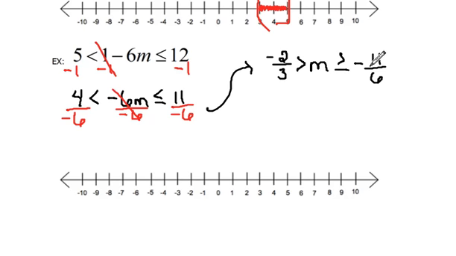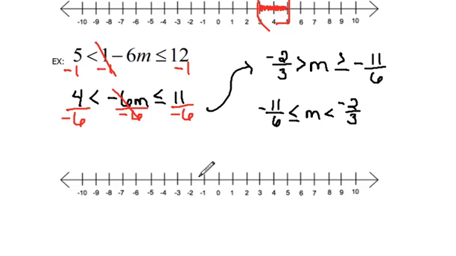M is larger than that. Well, I could rewrite that as long as I keep everything pointing, not in the same direction, but at the same item. This means the exact same thing, I've just switched it over. Now I can keep that symbol pointing to the M and away from the negative 2/3. This is much more proper, and now we can go ahead and graph that.